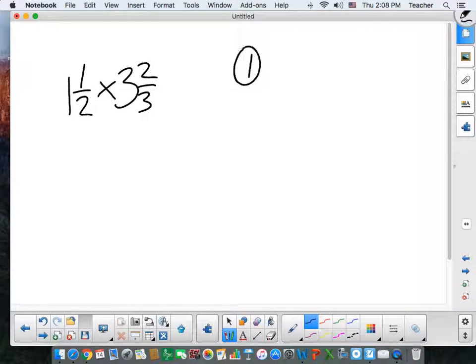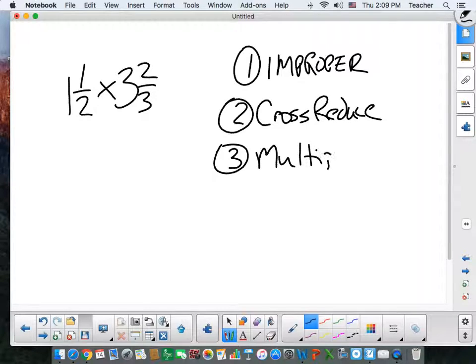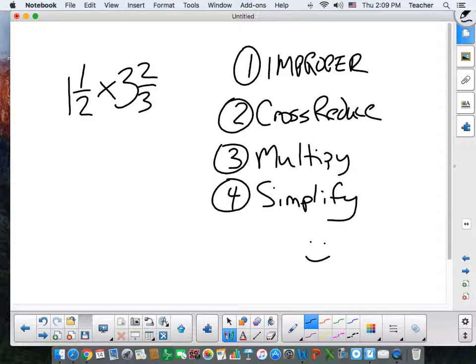1. Improper-ate. 2. Cross reduce. 3. Multiply. 4. Simplify. And then you're done. Now, some of those steps might not be there at all. Those bells are brought to you by Annoying, and wait for it, Annoying.